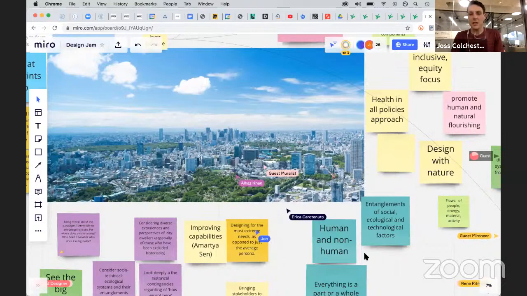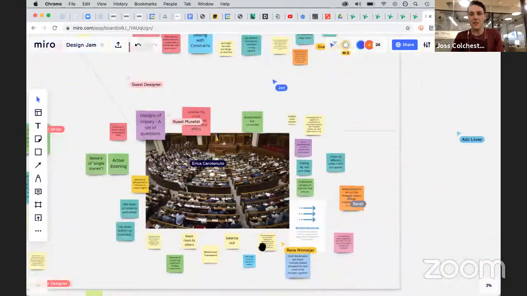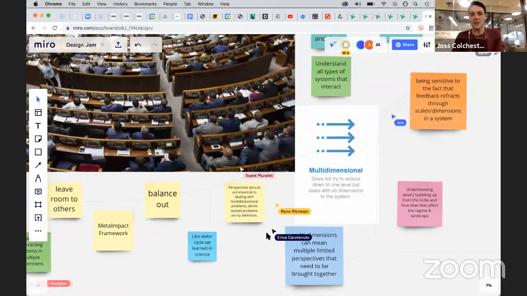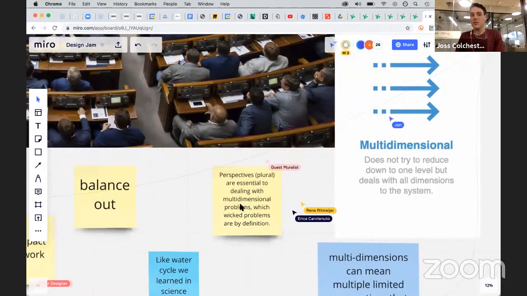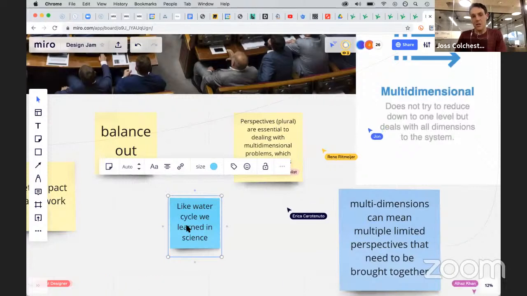And that's part of what we consider. It's part of why we feel a certain artificiality about a lot of the systems we design. I don't actually think it has to be like that. I think that is a function of a reductionist approach. I think we can design systems in a very different way. So like the water cycle, we learned in science.